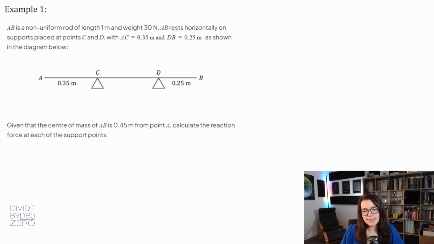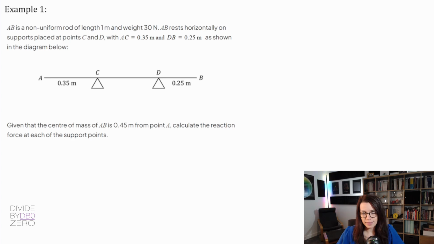Example 1. AB is a non-uniform rod of length 1 meter and weight 30 newtons. AB rests horizontally on supports placed at points C and D, with AC being 0.35 meters and DB being 0.25 meters, as shown in the diagram below. Given that the center of mass of AB is 0.45 meters from point A, calculate the reaction force at each of the support points.